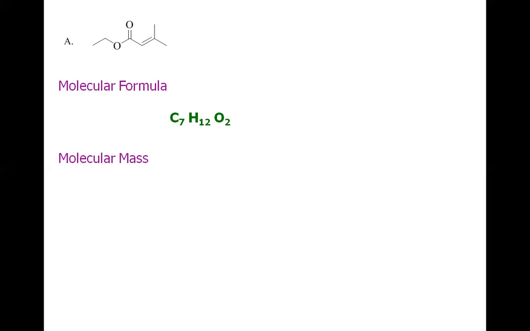Now let's discuss the molecular mass. It is very simple. We have seven carbons, so we multiply this 7 with the atomic mass of carbon, which is 12. Then we add 12 hydrogens into 1, which is the atomic mass of hydrogen. Then we add 2 into 16. 16 is the atomic mass of oxygen, and 2 is the number of oxygens here. So when we multiply these three products and then we add, we get 128 to be the molecular mass for this particular compound A. Now let's discuss the compound B.